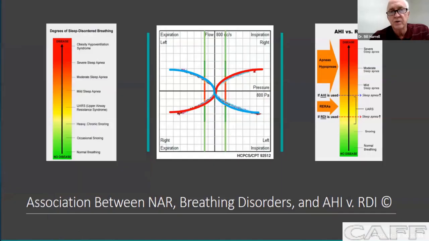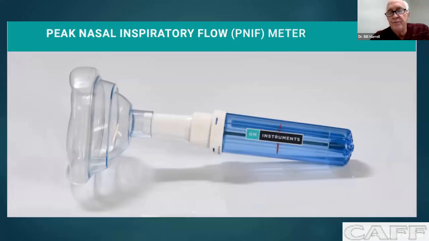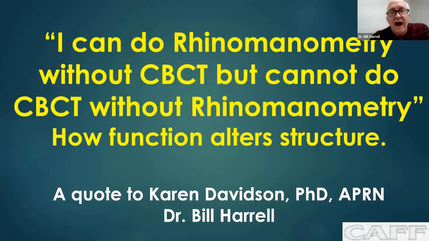Now, these other machines are a little more expensive, but they give you significant data. This is a quote that I actually gave to Karen: I can do rhinomanometry without ConeBeam, but I really can't do ConeBeam without rhinomanometry, because ConeBeam doesn't give you function. It's a static measurement, upright and awake. They're not laying down and asleep, and it's not function. But rhinomanometry, you can do upright and awake. You can do it lying down, not necessarily asleep, because I'm not going to put them to sleep. But you get a pretty good idea of what's going on.